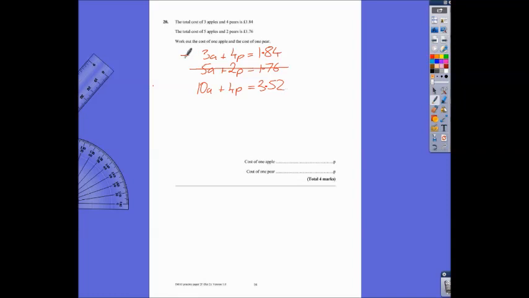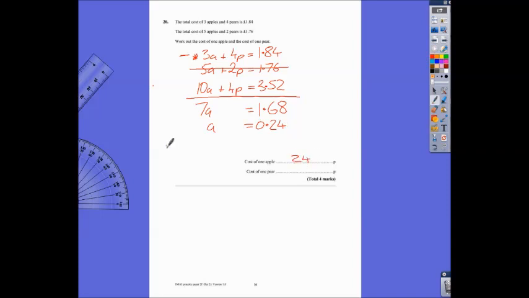If I then take the top one from the bottom one, so even though they're not in the right order here, I'm going to take the top one, this one, off the bottom one. So 10 A's take 3 A's would be 7 A's, 4p take 4p is nothing, and £3.52 take £1.84 would be £1.68. So A, or the price of an apple, if you divide by 7, again you can use a calculator, it's 0.24. Now that is pounds, so that would mean that an apple costs 24p.